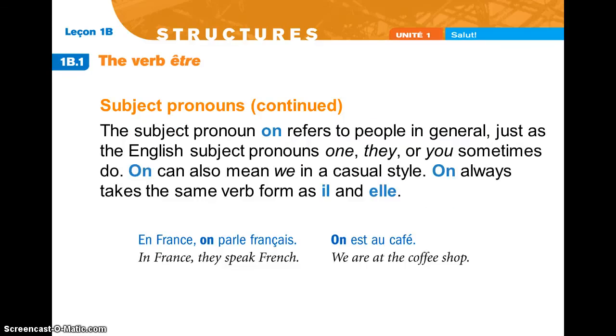The subject pronoun on refers to people in general, just like the English pronouns one, they, or you sometimes do. On can also mean we in a casual style. On always takes the same verb form as il and elle. So in this sentence, en France, on parle français, you could translate this as, in France, one speaks French. That's fine, but really what we would say is, in France, they speak French.